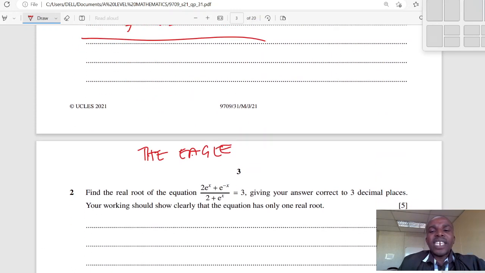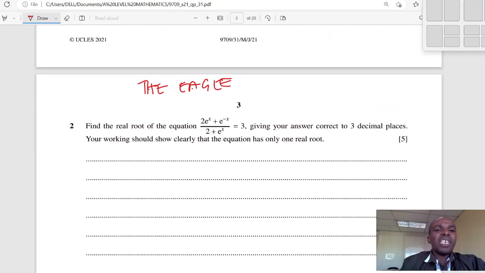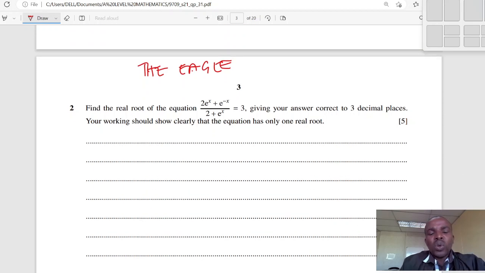Done. Question number 2. Find the real root of the equation, giving your answer correct to 3 decimal places. Your working should show clearly that the equation has only one real root. So in this case, they're saying one real root. So these equations, basically, the working is the same. They will always lead you to a quadratic, right?